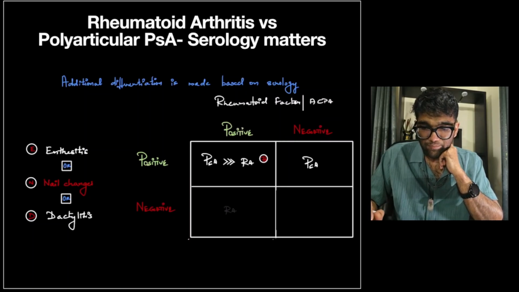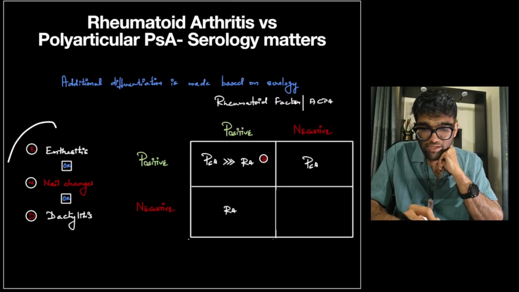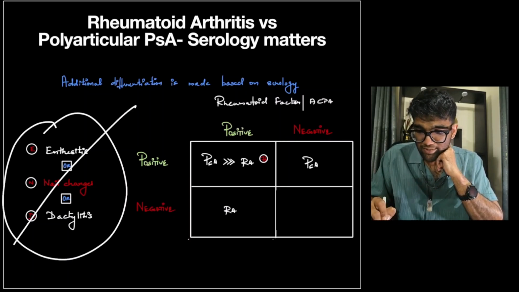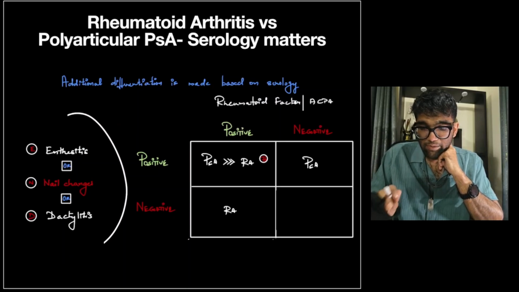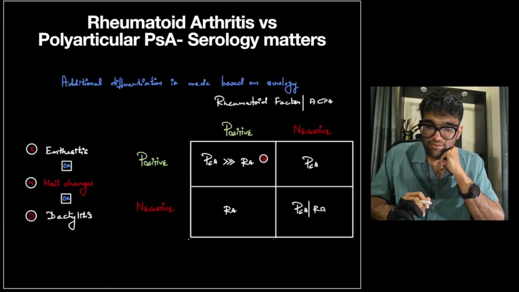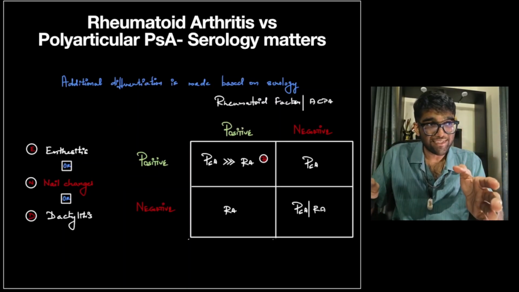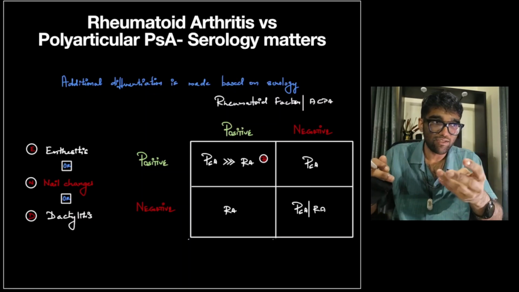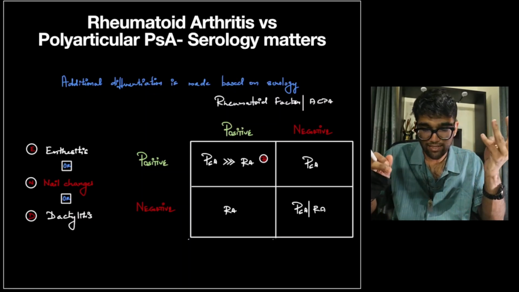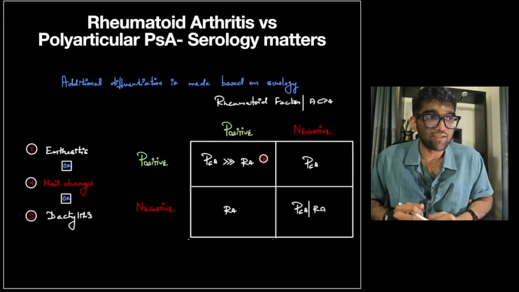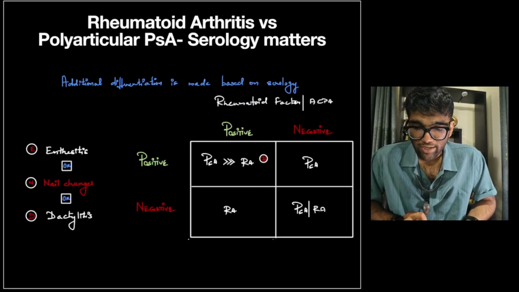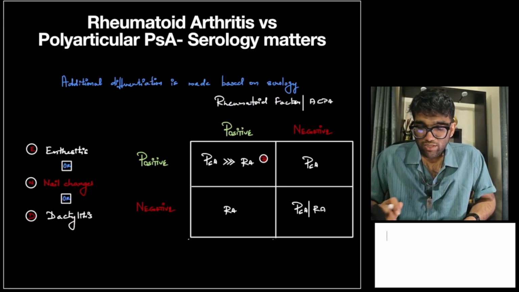On the other hand, if serology is positive and none of these are present, okay, then it is rheumatoid arthritis. And importantly, it is the titer that matters. Now, if the serology is negative and you don't have any of the 3 ENDs, that is, you don't have enthesitis, nail changes, or dactylitis, it could still be psoriatic arthritis or rheumatoid arthritis. Now, here the serology is most important.